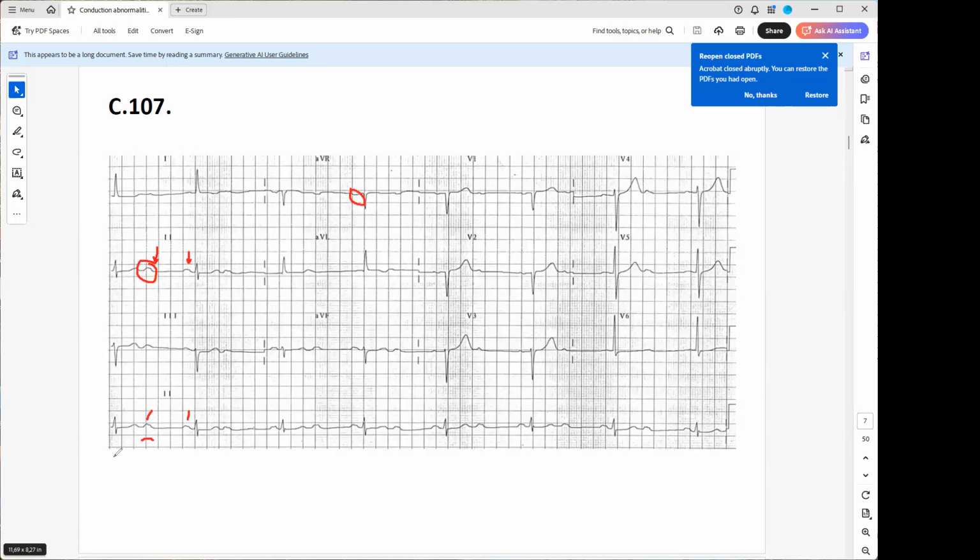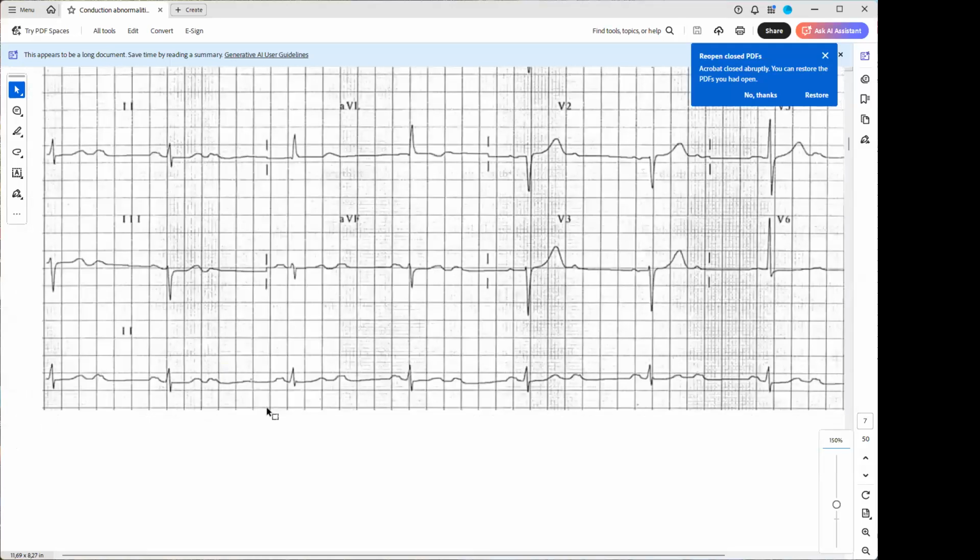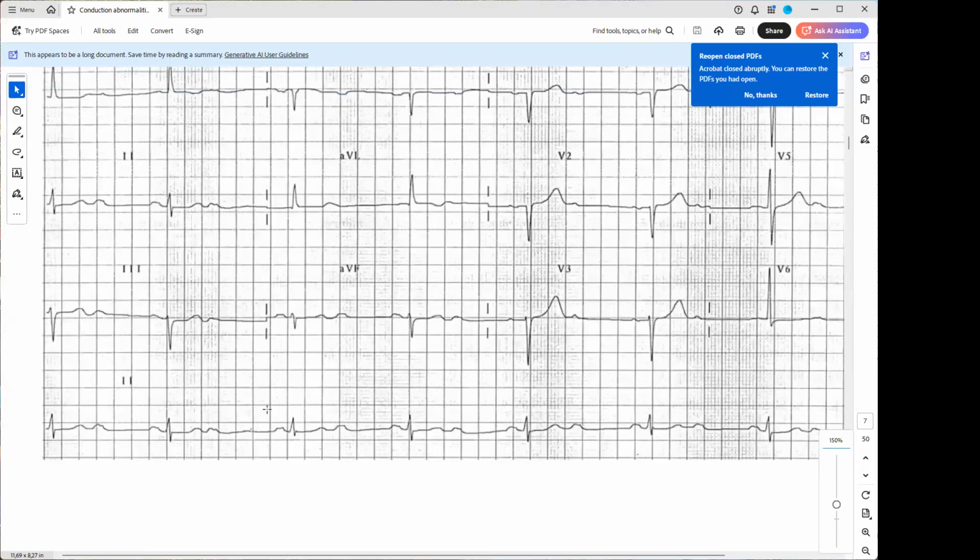However, if I try to magnify this P wave, we haven't practiced with this one, but it looks like this P is wide and notched. That's the type of atrial hypertrophy. This is the left atrial hypertrophy, P mitrale. So it means that we do have a sinus rhythm. Okay, go on.